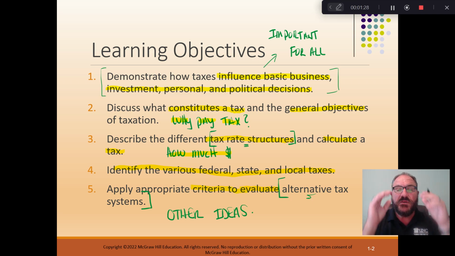Anyway, tax systems. So what are taxes all about? What makes you do them a certain way? Why do they do them the way they do them?